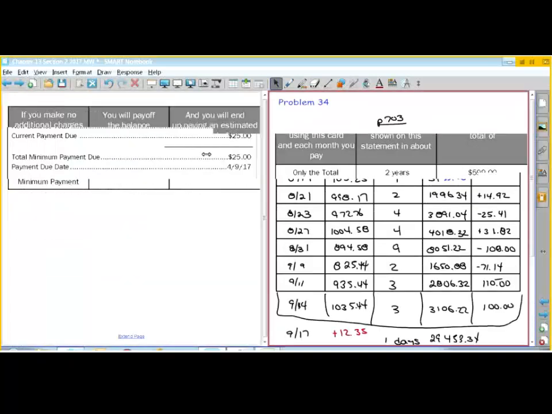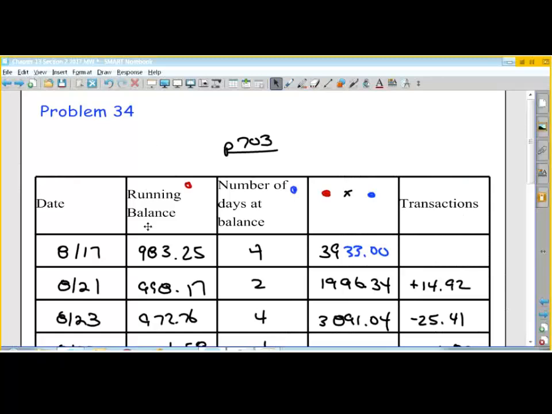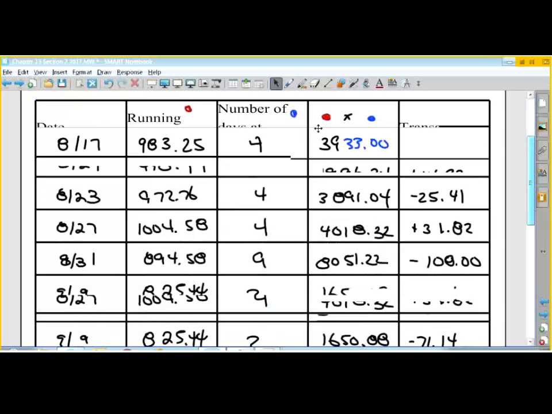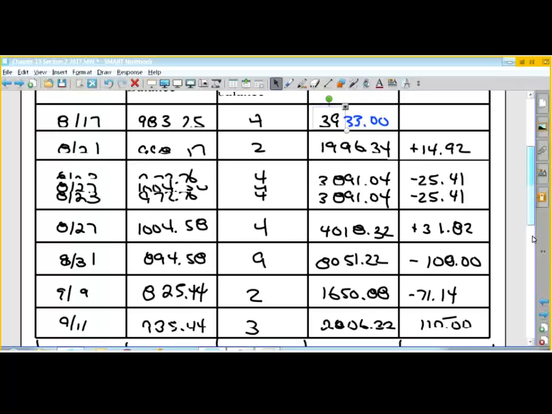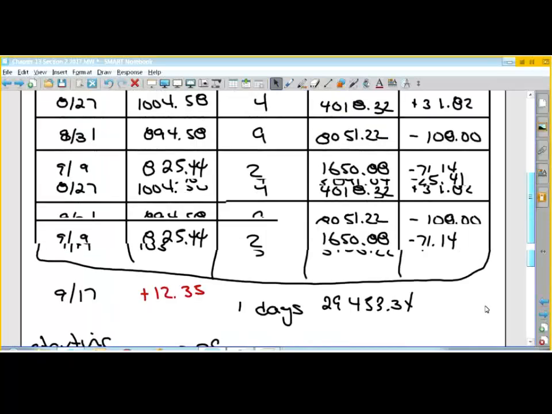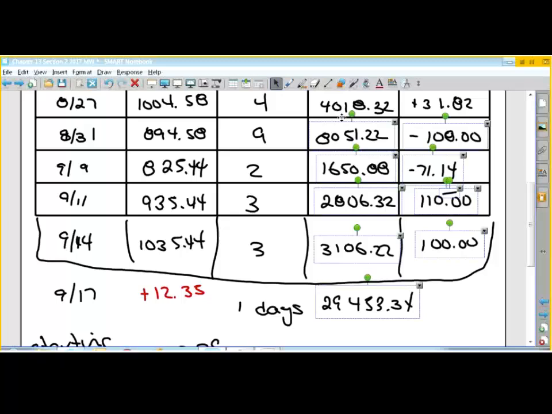Okay. So let's look at how this thing works. So let's put this on one page. I'm going to erase these values because we're going to go through the calculation here.